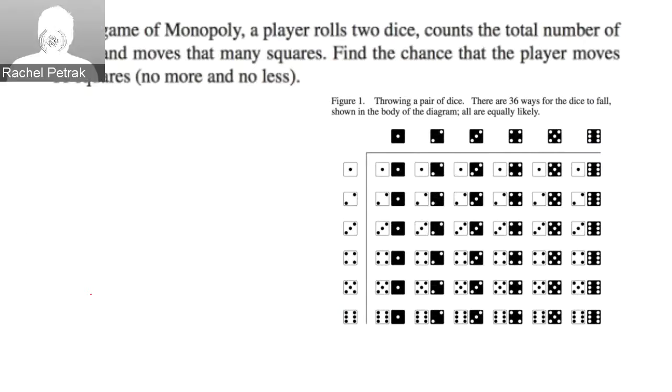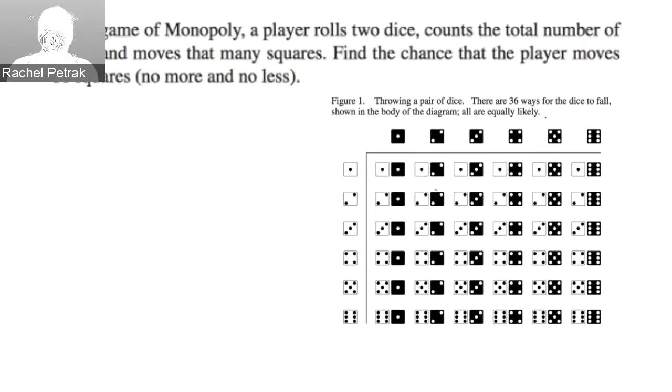Let's think about another dice problem. In the game of Monopoly, a player rolls 2 dice, counts the total number of spots, and moves that many squares. The chance that the player moves 11 squares, no more or no less, is going to be equal to the chance of getting 11 in some combination of the die.